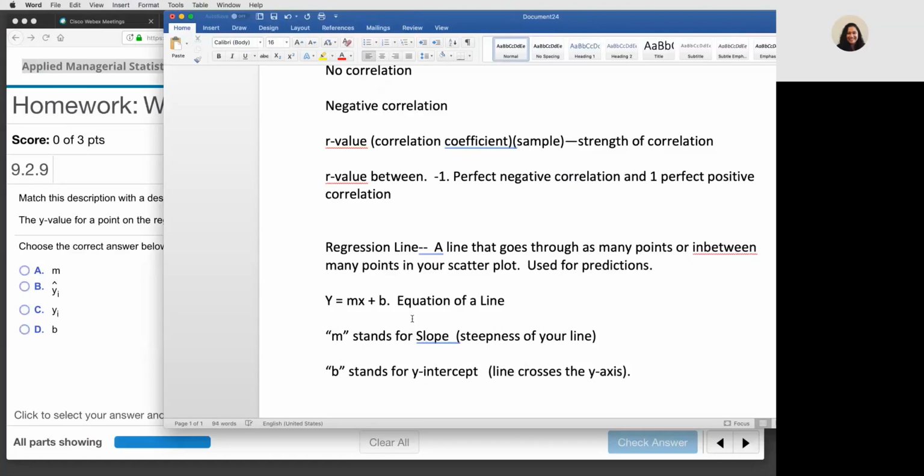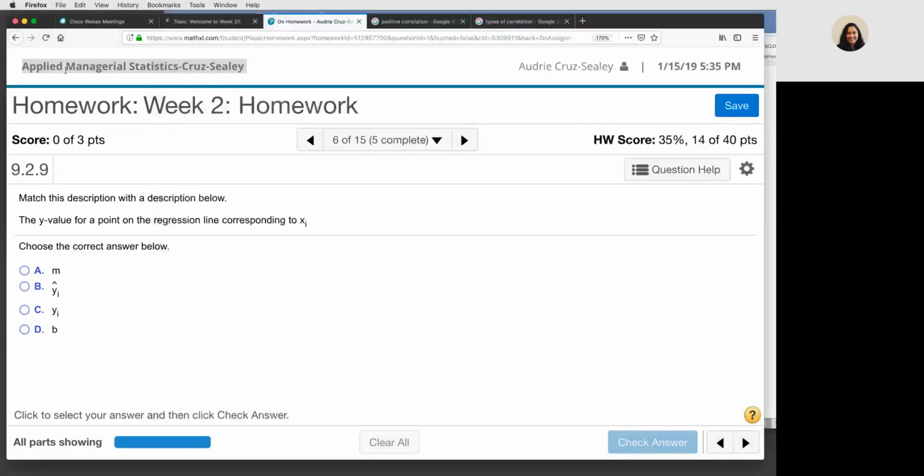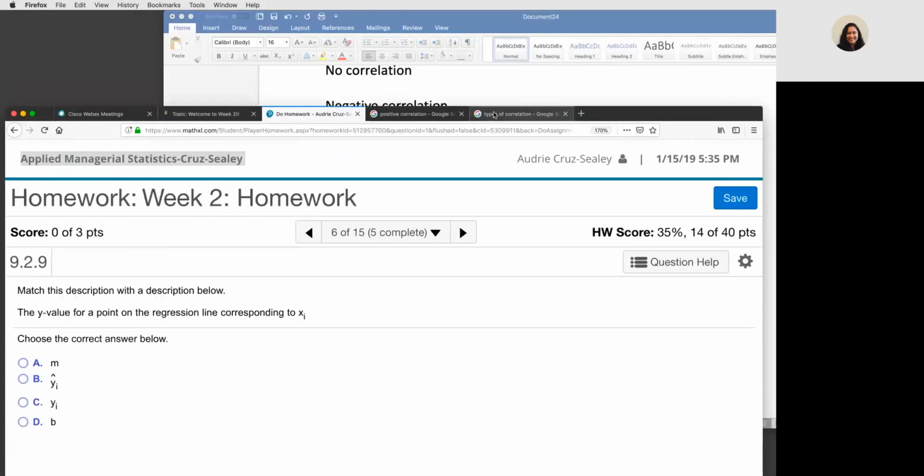So I hope you have that down in your notes, and then I'm going to show you another picture. Please forgive me if you feel like I'm explaining every little thing. It's just because I don't know how much you know, so I want to make sure that we have all this down. So an equation of a line is y equals mx plus b. m stands for the slope, which tells you the steepness of your line. And b stands for the y-intercept, which tells you where the line crosses the y-axis. So really quick, I'm going to show you another picture.